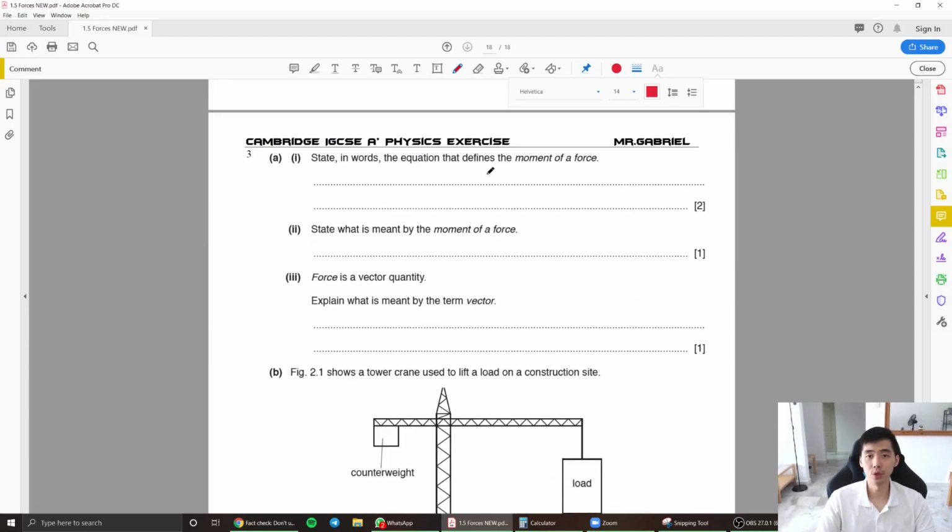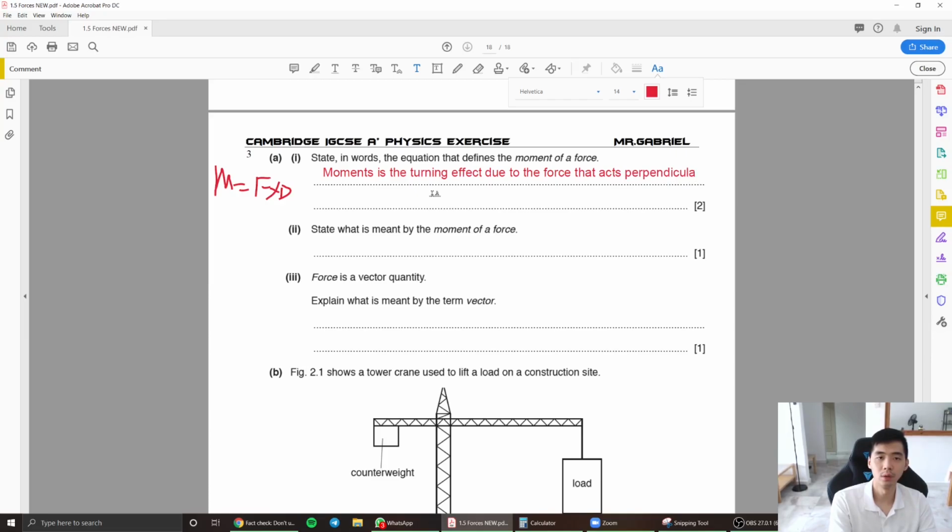And finally, the last question here. State in words the equation that defines moments of a force. You're basically supposed to understand that moment is force times distance, right? So, yet again, moment is the turning effect due to the force that acts perpendicularly against the distance of the pivot.